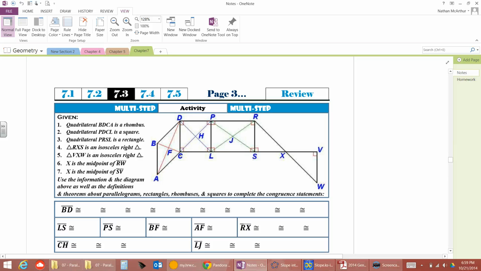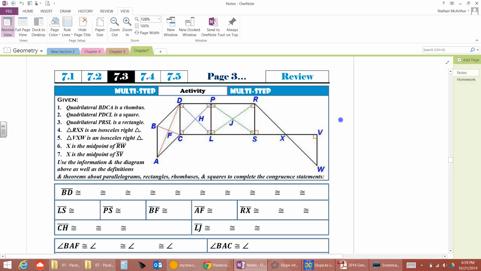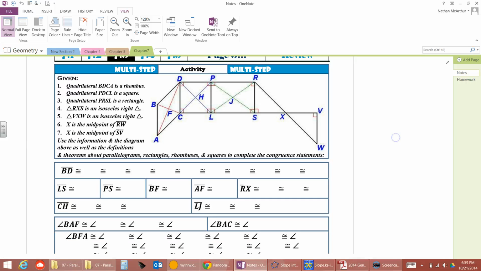All right, so this is 7.3 homework, but I wanted to start out going over a little bit of the multi-step activity here. This is a great activity. It brings together all of our knowledge about triangles and squares and rectangles we've talked about, and really brings it all together.